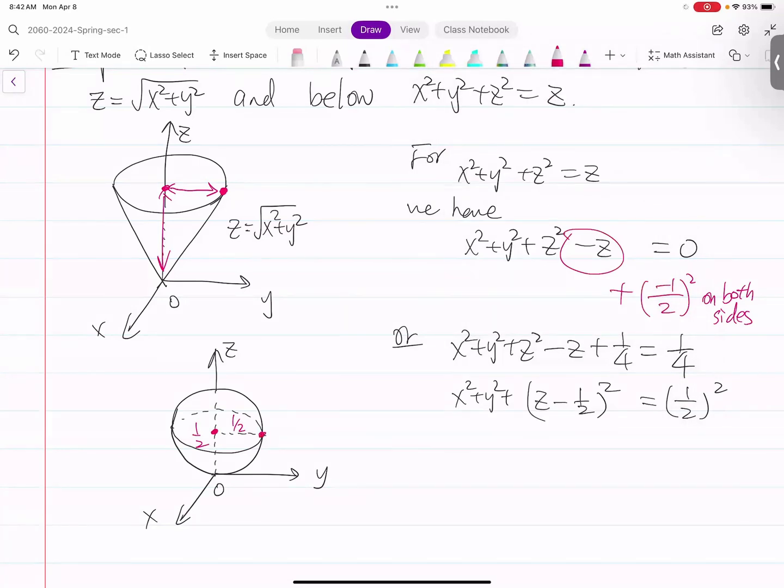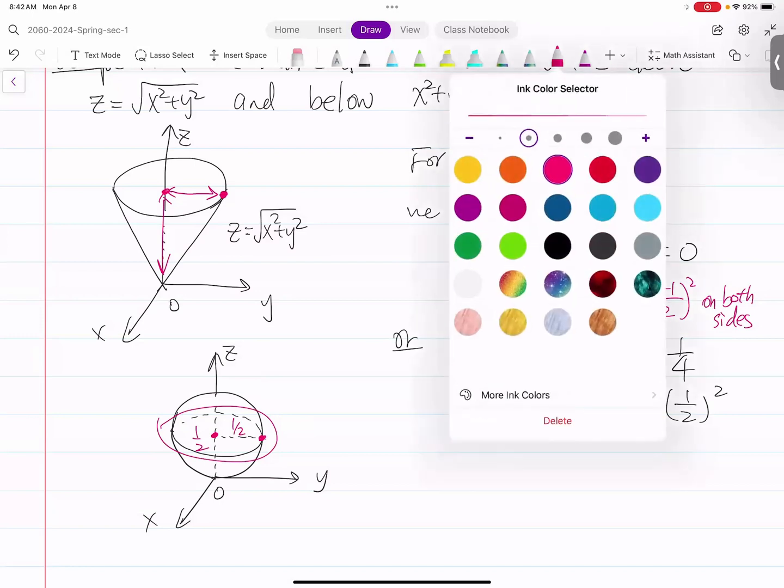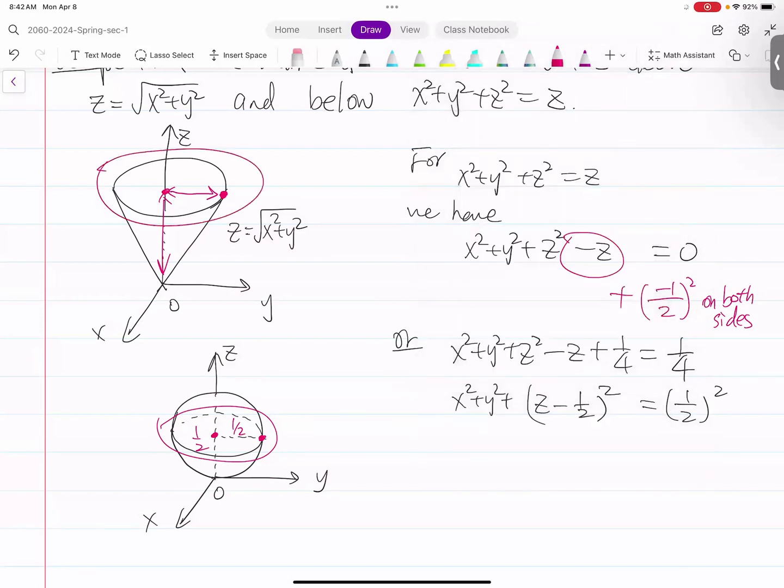So what does it look like? The top of the solid here is this upper hemisphere. And the bottom actually is the cone, and the cone goes through the circle right here. So this is the circle, because now the elevation is 1/2 and the radius is also 1/2. So you can somehow imagine these circles are coinciding.